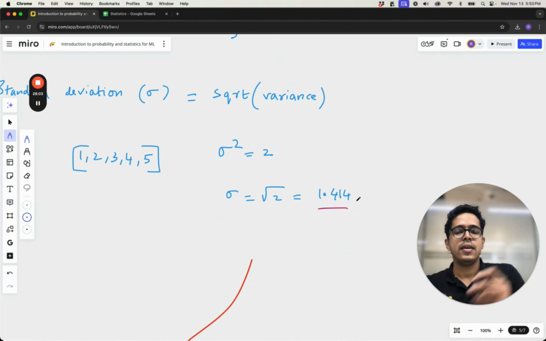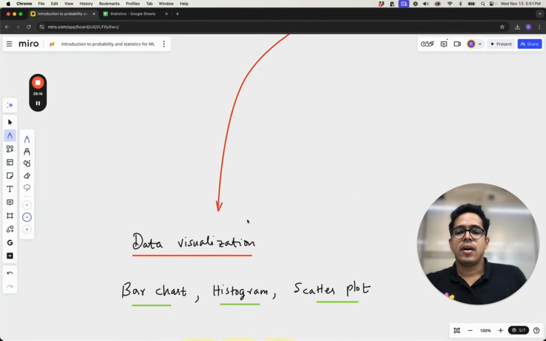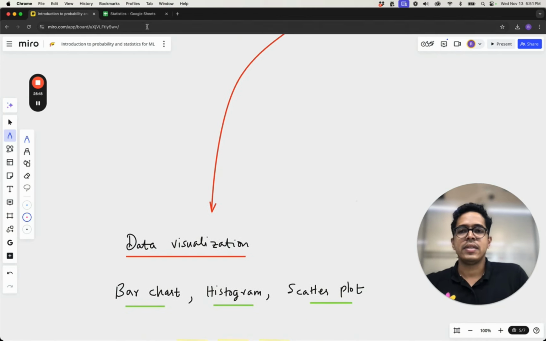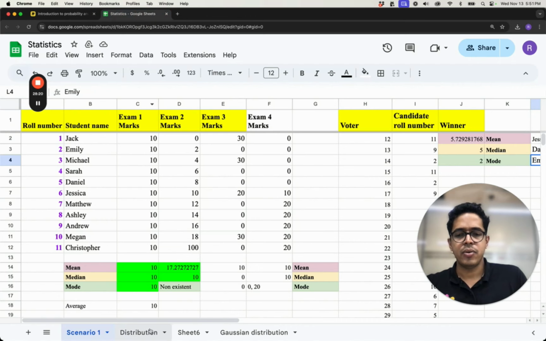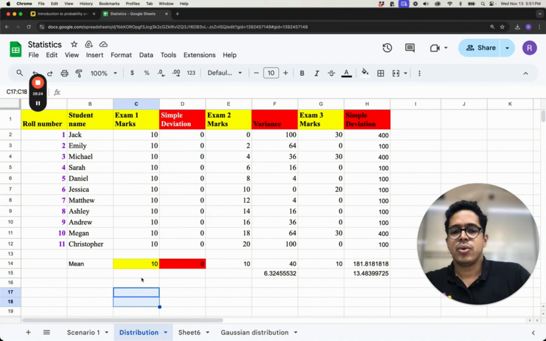So this is how you calculate the deviation, the tendency to deviate from the central tendency. Central tendency, in this case, we are taking it to be mean. Now, before coming into data visualization, I also want to talk a little bit about the deviation, right? So now we were talking about exams. So let's say the exam marks are as following.